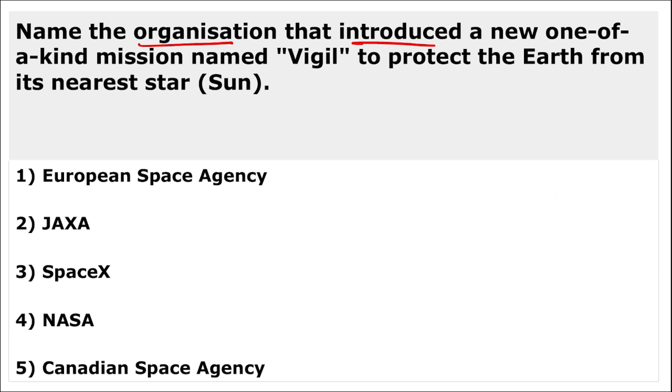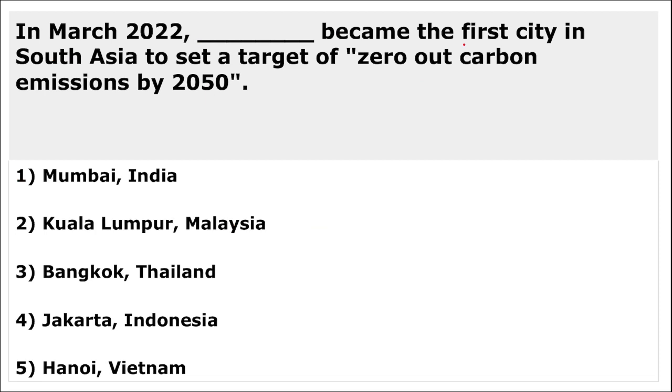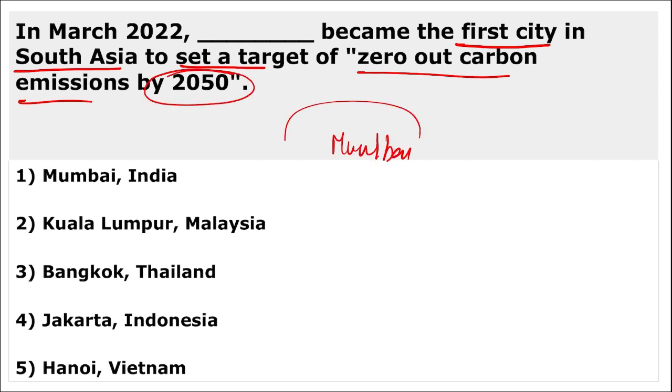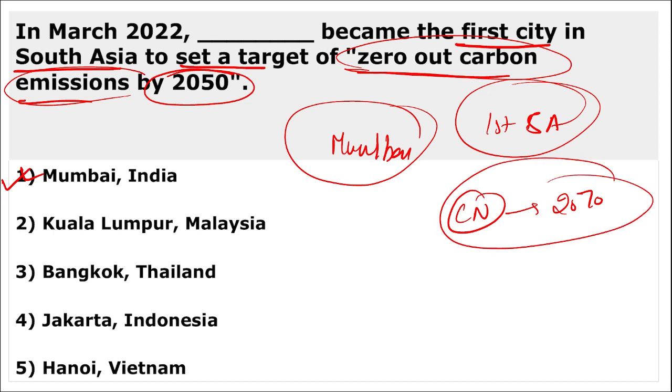Name the organization that introduced a new one-of-a-kind mission, that is Vigil, to protect the earth from its nearest star, that is your sun. It is a mission of the European Space Agency, the Vigil program. Next, dash became the first city in South Asia to target zero carbon emission by the year 2050. So remember, Mumbai became the first South Asian city to target zero carbon emissions by 2050. And India is also achieving carbon neutrality by the year 2070.